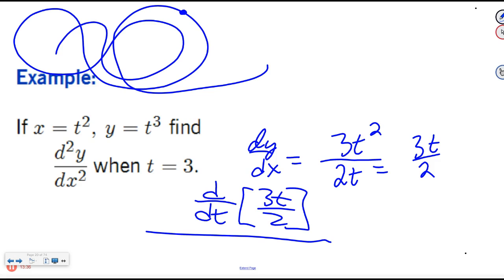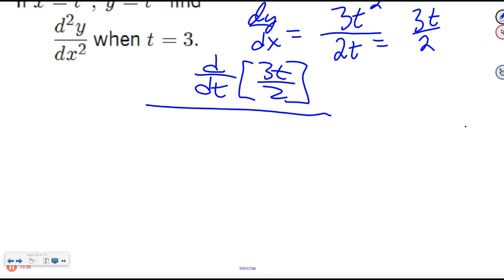Because you're going to want to say it's 3/2. What does the formula say you divide it by? Go ahead. dx/dt. What is dx/dt? 2t. So you're going to have to be a little bit careful that you don't just say first derivative, second derivative.